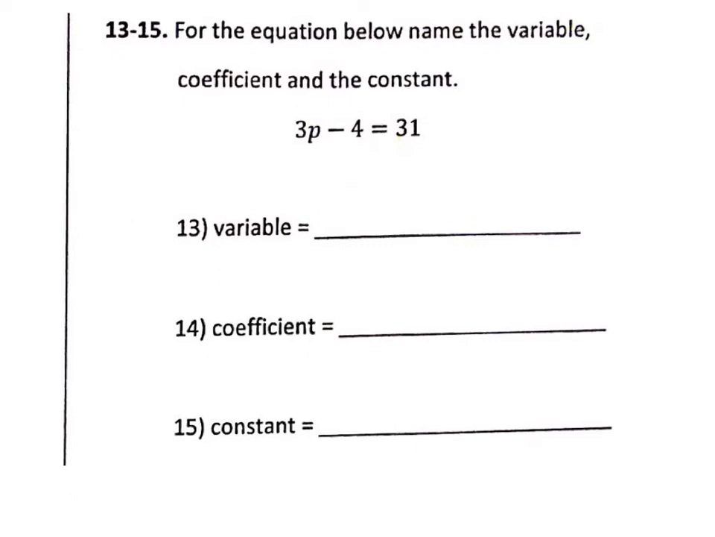Number 13, for the equation below, name the variable, coefficient, and constant. The variable is the letter P. It's the thing that is changing that we don't know. The coefficient is 3. It's what we are multiplying the variable by. The constants are both -4 and 31. They're both constants.